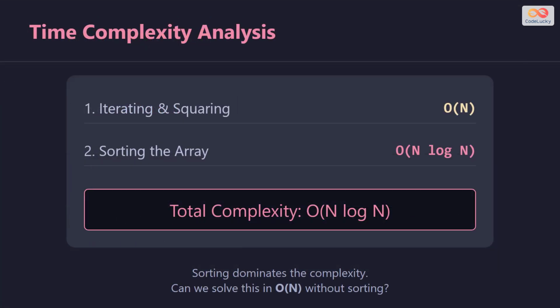Let us analyze the performance of that approach. Squaring each element takes linear time, or O(n). However, sorting the array takes O(n log n) time. This means our total time complexity is dominated by the sorting step, resulting in O(n log n). Can we do better? Yes, we can aim for linear time, O(n).